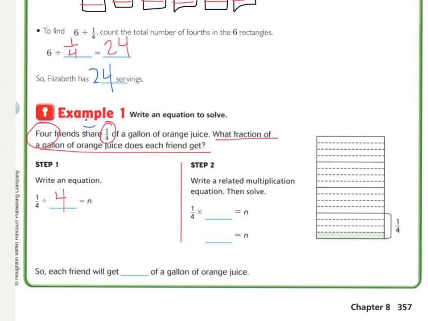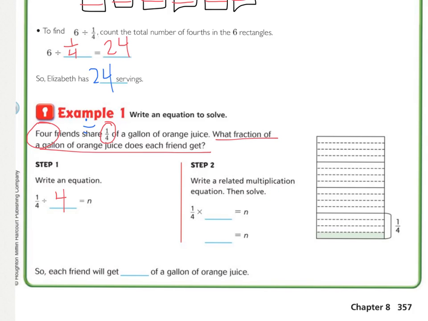Now we know our answer should end up being smaller than either of our numbers because we're starting with a fraction and breaking it into even smaller pieces. So we have 1/4 divided by 4 equals n. N is just a variable that lets us know that that's what we're looking for. Next, we're going to write the related multiplication equation to solve.